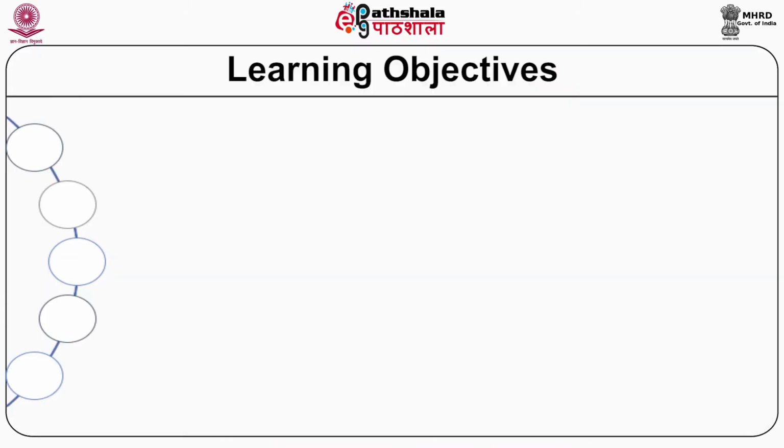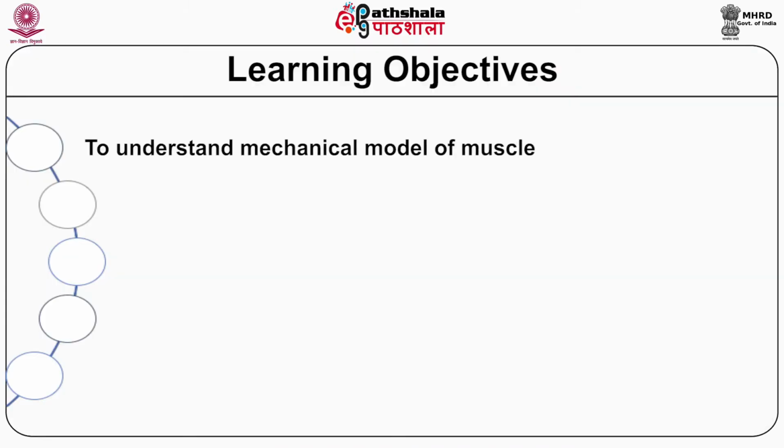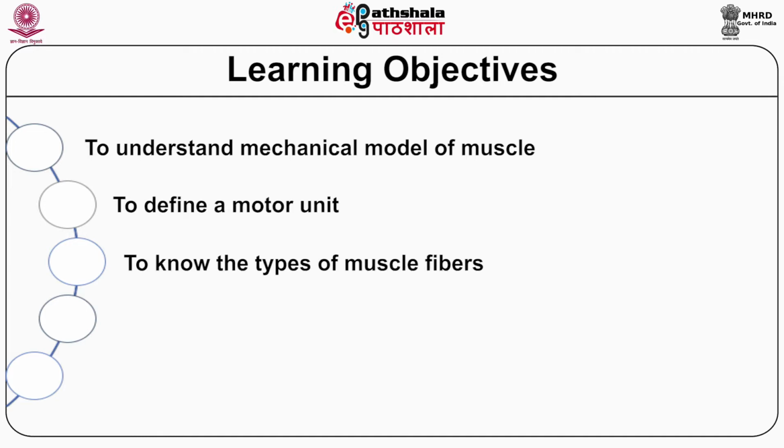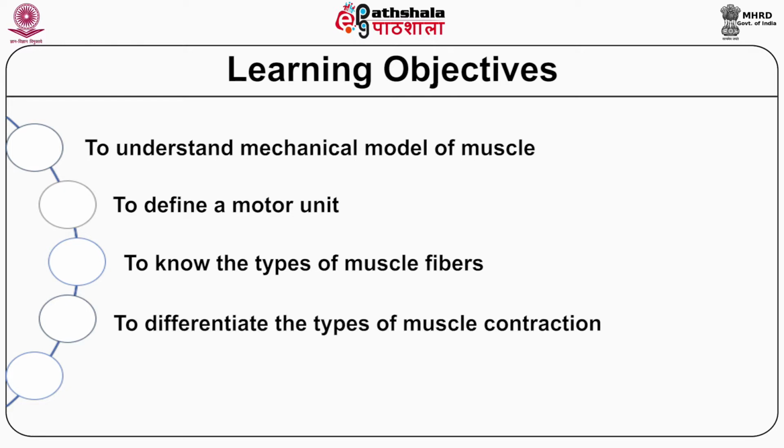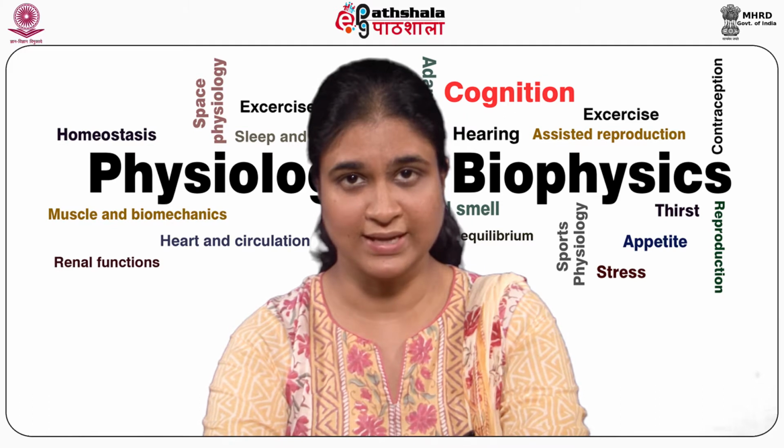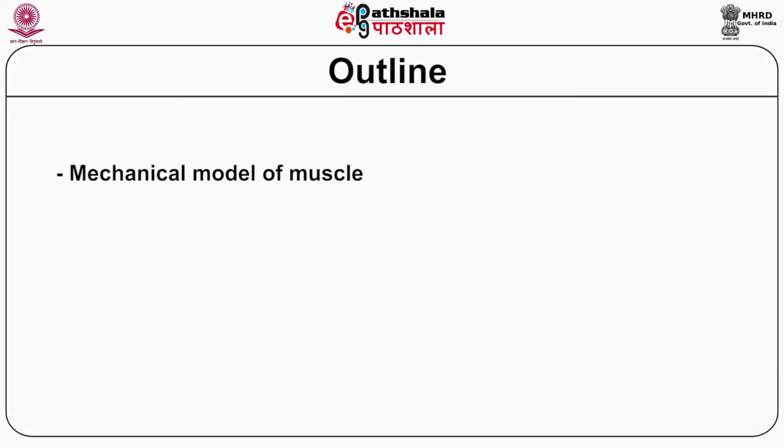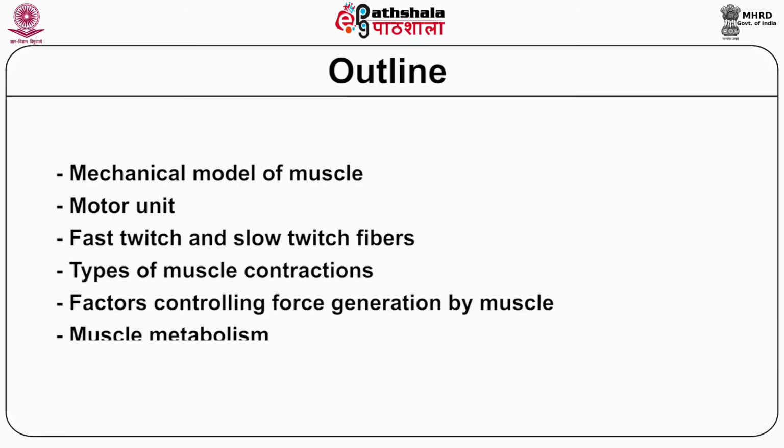Today our learning objectives are to understand the mechanical model of muscle, to define a motor unit, to know the types of muscle fibers, differentiate between the types of muscle contraction, and finally to understand muscle metabolism. This module will be covered under the heads of mechanical model of muscle, motor unit, fast twitch and slow twitch fibers, types of muscle contractions, factors controlling force generation by muscle, and muscle metabolism.